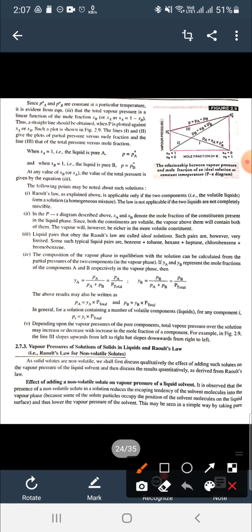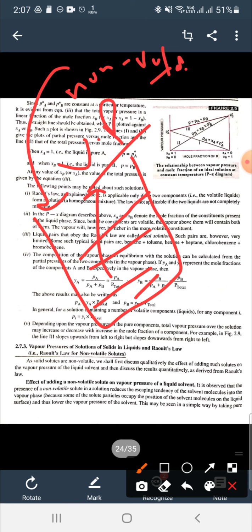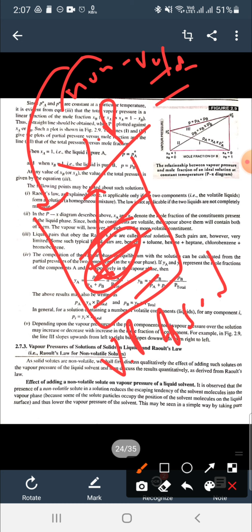In this topic, you can see that when you have a solvent, there is a particular vapor pressure of that solvent. If we add some non-volatile solute, which does not vaporize, to the solvent, then the vapor pressure of the solution decreases. This is also known as lowering of vapor pressure. It means that when we add a non-volatile solute into the solvent, the solution has less vapor pressure than the pure solvent.